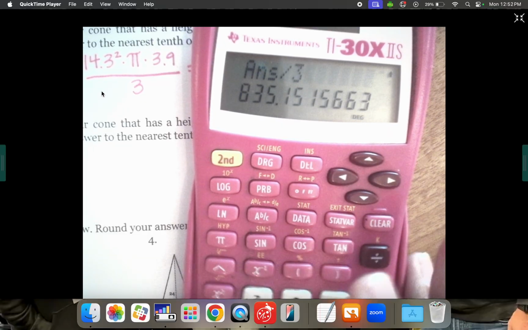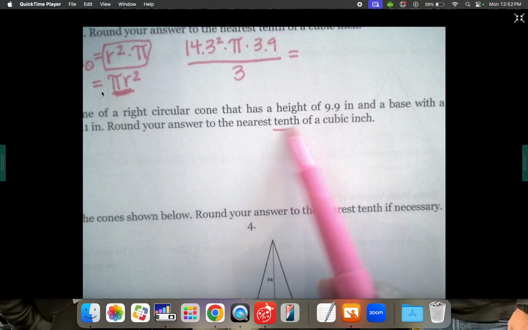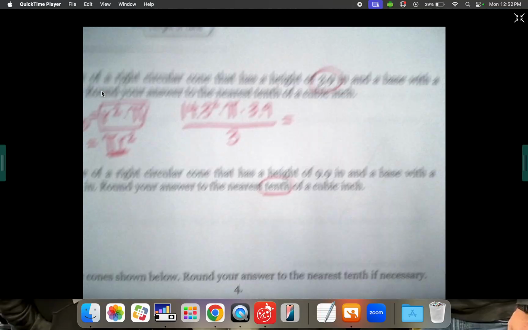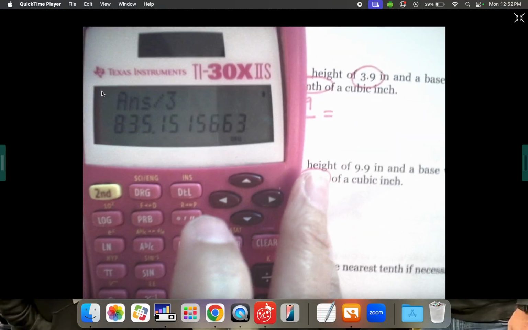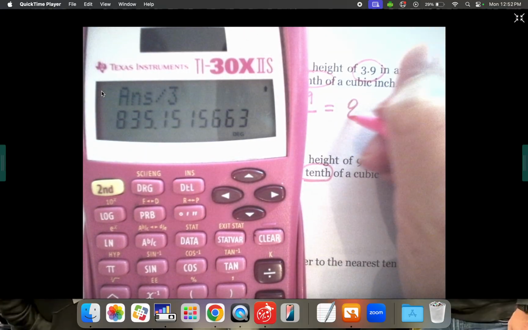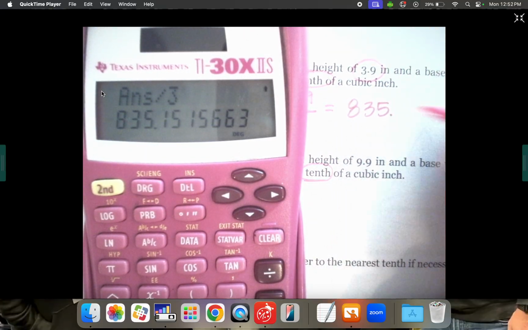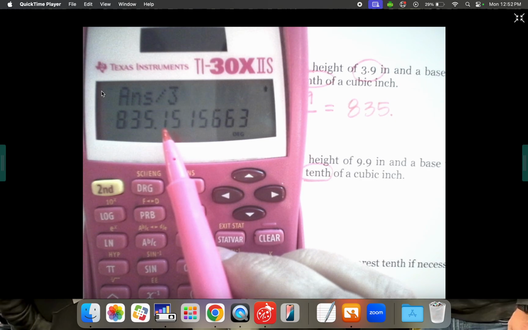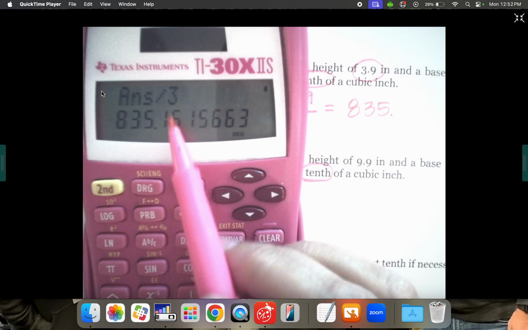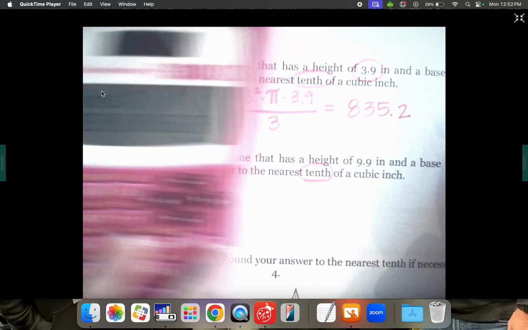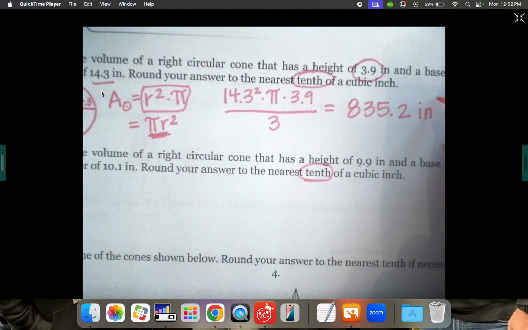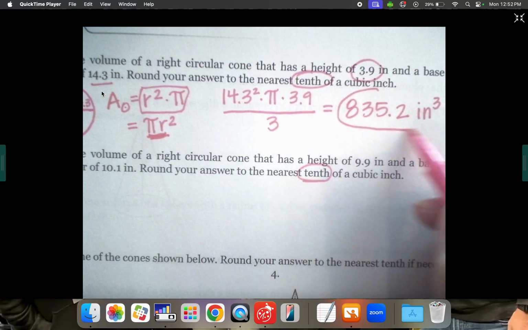And it's a crazy number, but we are rounding to the nearest 10th. Oh, oops, this is our problem. Rounding to the nearest 10th. So it is going to be 835.1, except this 5 after it is going to bump our 1 up to a 2. So 835.2 cubic inches.